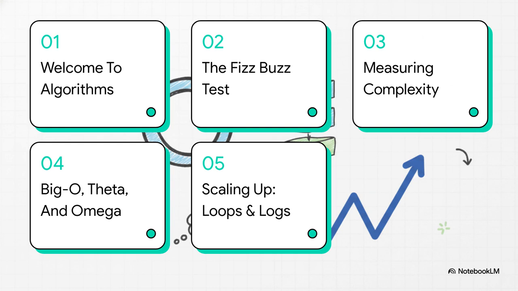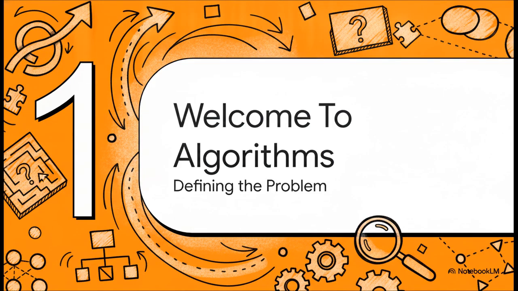Number 1, welcome to algorithms. Number 2, the fizz-buzz test. Number 3, measuring algorithm complexity. Number 4, big O, theta, and omega. And finally, number 5, scaling up with loops and logs. Let's dive right into Section 1.